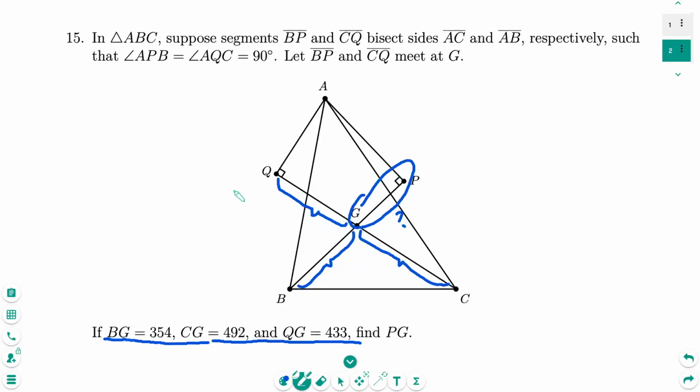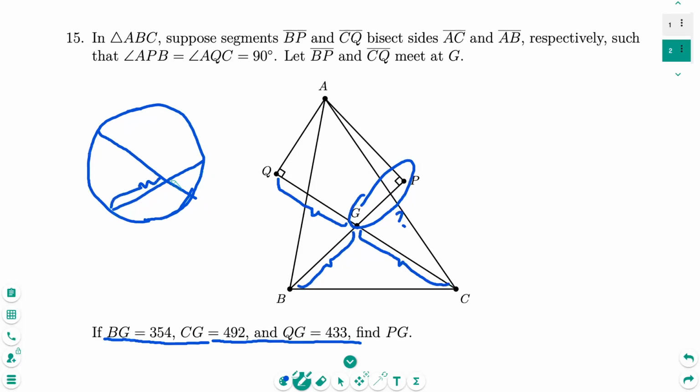What this should remind you of is a cyclic quadrilateral. If we draw the two diagonals, we would have this times this equals that times that. So if quadrilateral BQPC was cyclic, then we'd have BG times GP equal to CG times GQ.